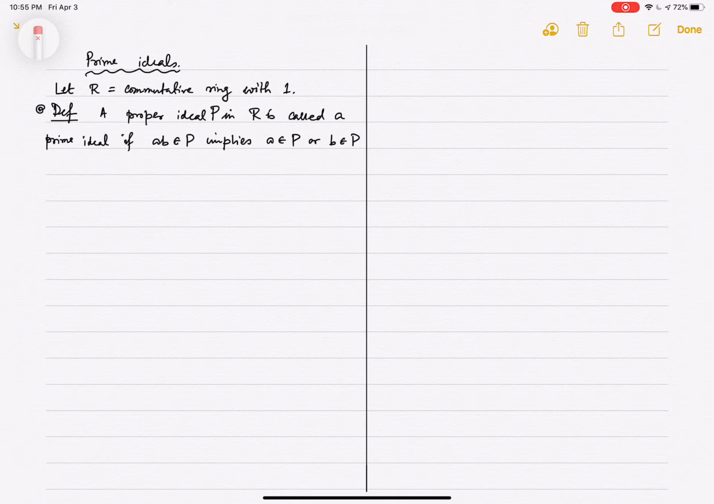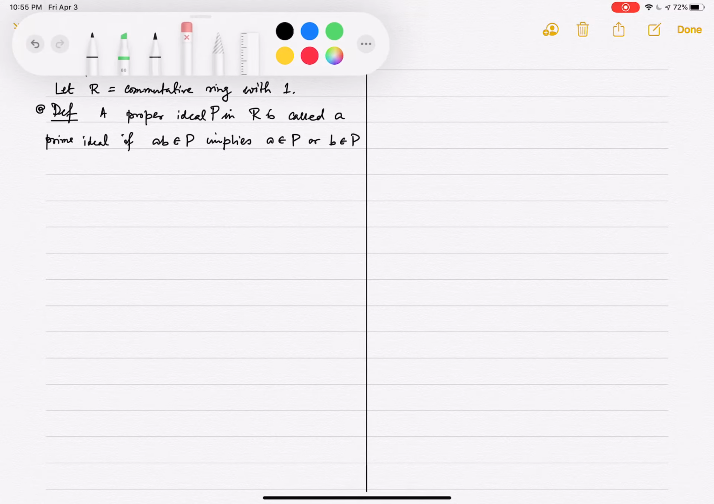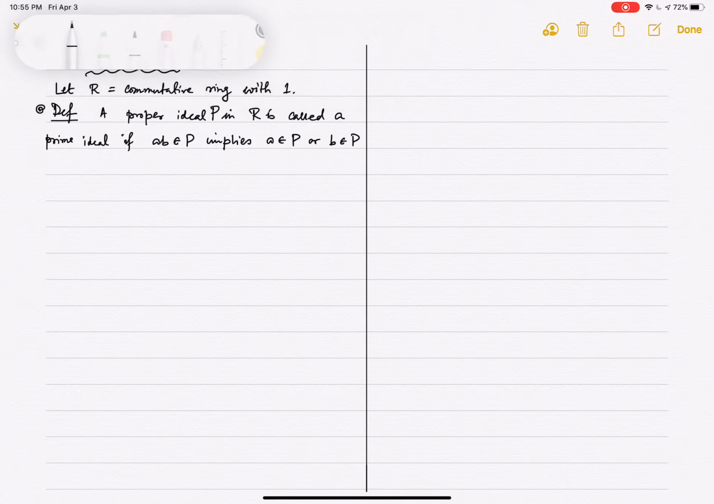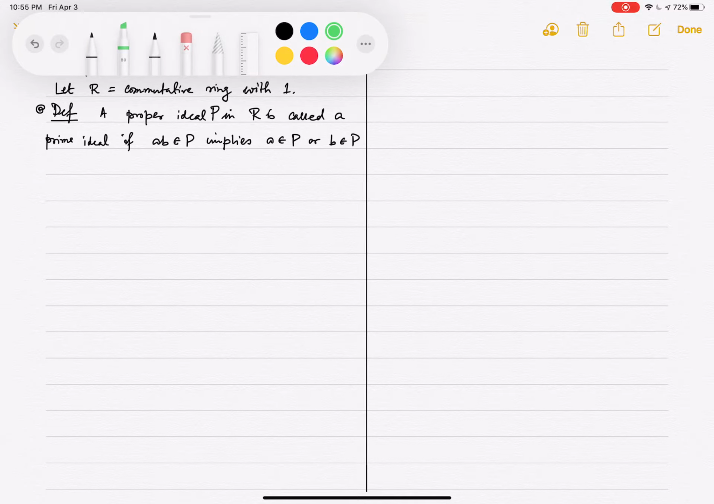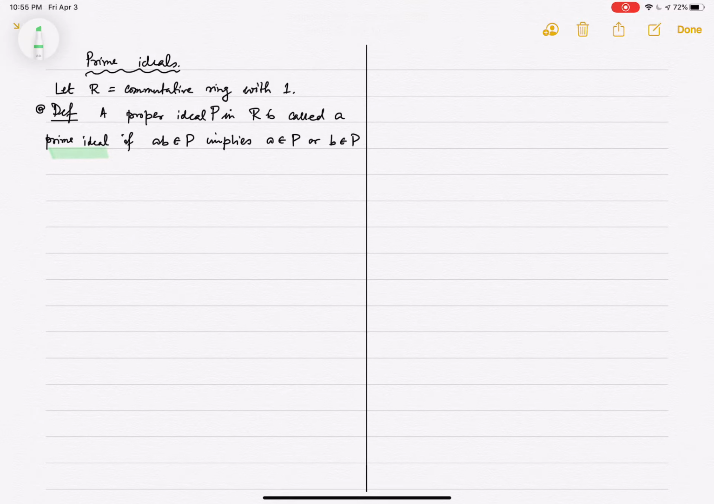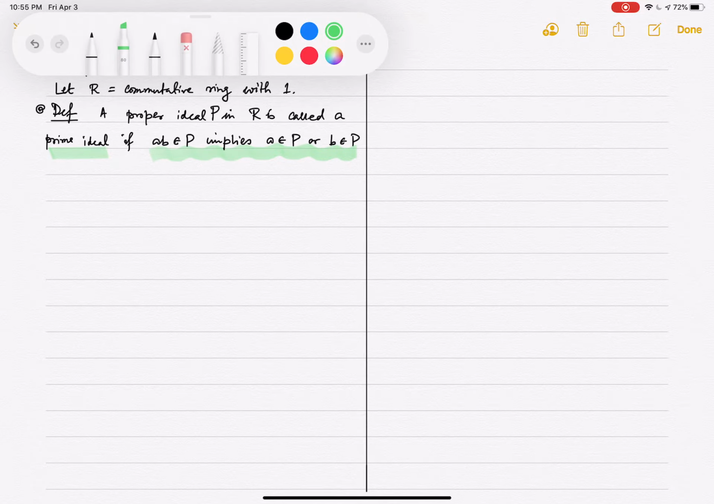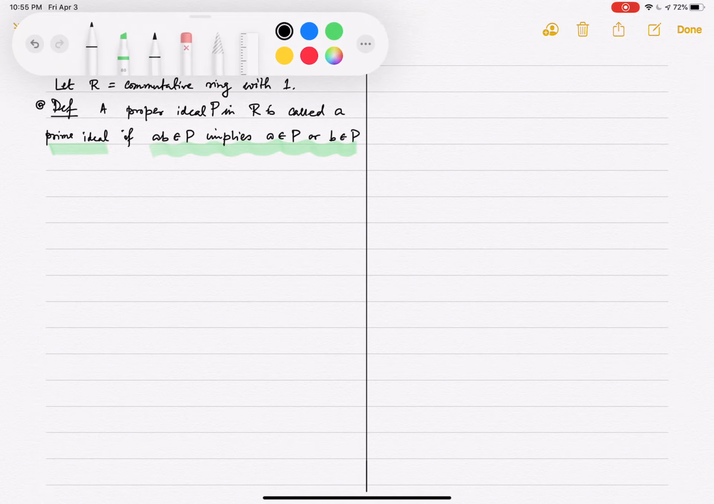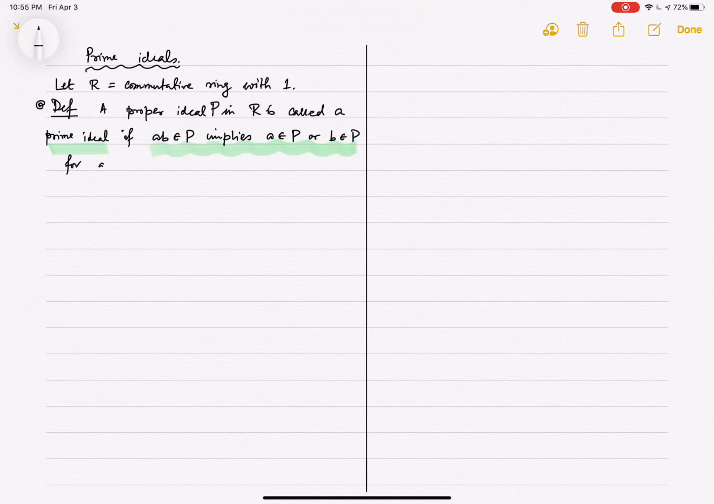Let's talk about prime ideals. So I've written the definition here. Let R be a commutative ring with 1. A proper ideal P in R is called a prime ideal if ab in P implies a is in P or b is in P. So that's the key condition, and this has to hold for all a, b in R.